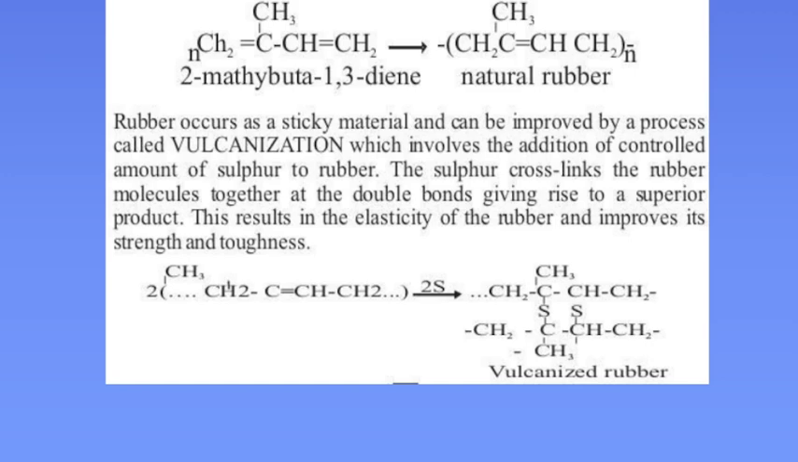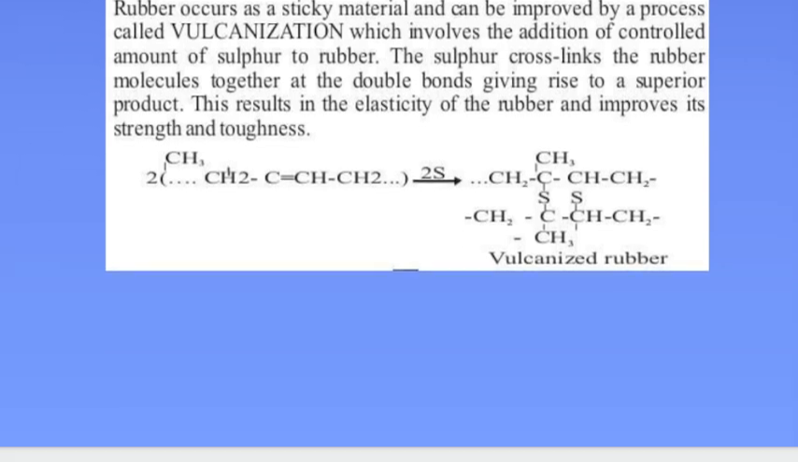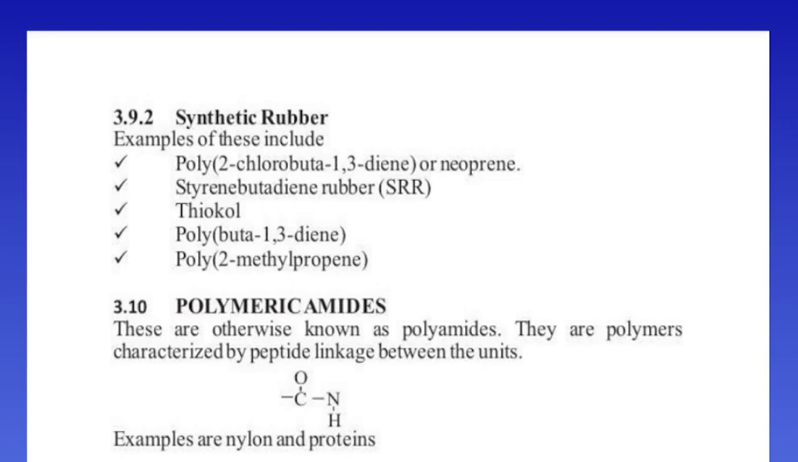The sulfur cross-links the rubber molecules together at the double bonds, giving rise to a superior product. This results in the elasticity of the rubber and improves its strength and toughness. So, one of the major advantages of vulcanization using sulfur is that it makes it tough.